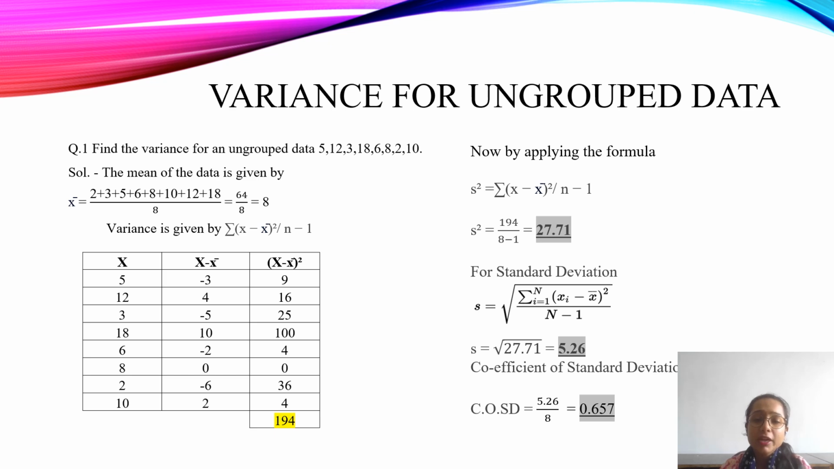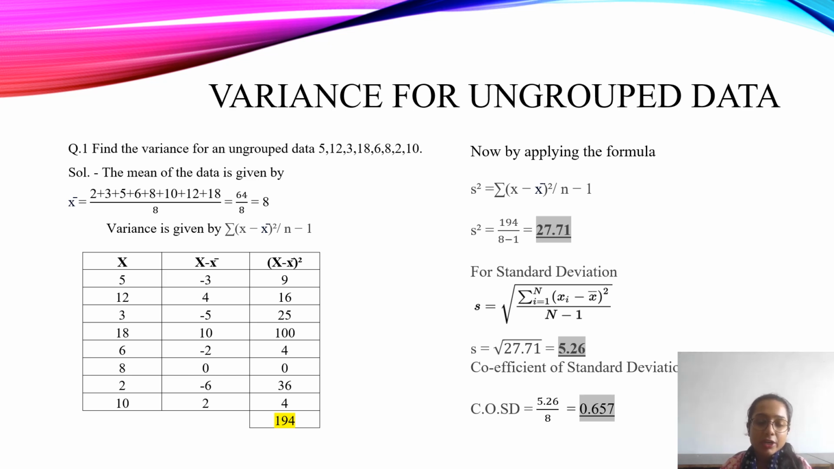Firstly we will calculate the mean of the data. After calculating the mean, it is 8. Then we apply the formula. In the formula, we need the value of x, we need the value of the mean x bar, and then we need the value of n, that is the number of observations. So we have to create three columns.